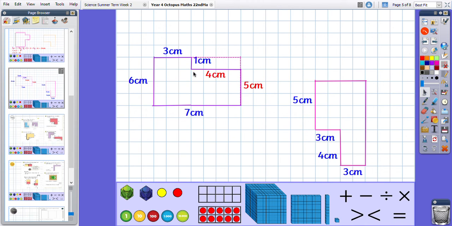So remembering to add up every single side. So 3, add 1, add 4, add 5, add 7, add 6. And that would tell me the perimeter of this rectilinear shape. So can you finish off this one for me? And then can you also have a go at this shape here and see if you can work out the perimeter of this rectilinear shape?